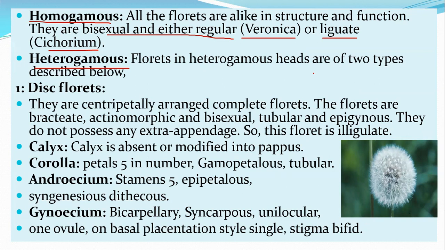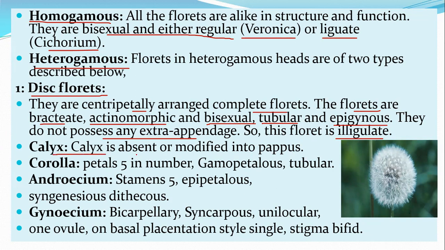A heterogamous head consists of two types of florets, ray florets and disc florets. Disc florets are arranged in the middle, as complete florets. The florets are bracteate, and can be cut into two equal halves at any vertical plane, so it is called actinomorphic. Both androecium and gynoecium are present in the same floret, bisexual. It looks tubular in nature. Ovaries inferior, so flowers are called epigynous. They do not possess any extra appendage such as a ligule, a tongue-like structure, so it is called eligulate.